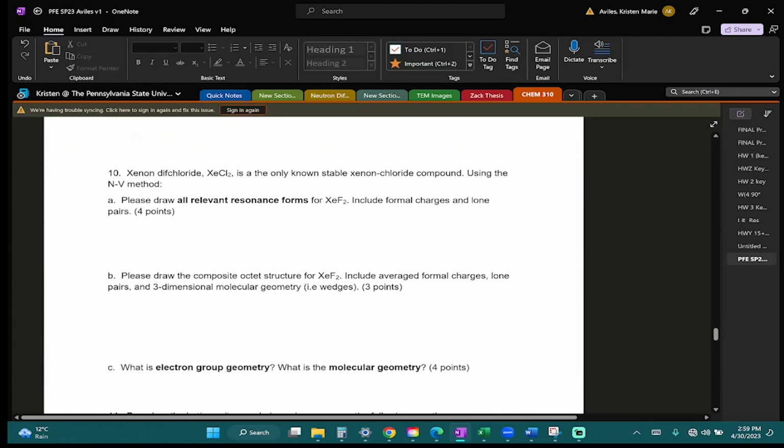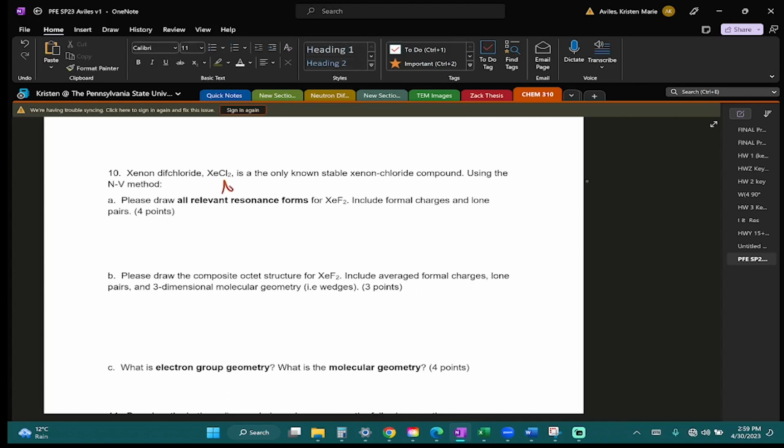Lewis structures, because we haven't forgotten about these. This is going to be the N minus V method. So this is xenon dichloride. It's actually one of the only known stable xenon chloride molecules. So here, the first thing that we're going to do is figure out the needed electrons, the valence electrons, the bonded, and the lone pair.